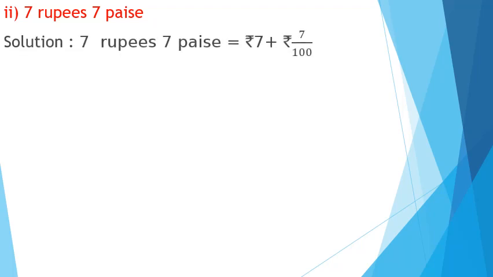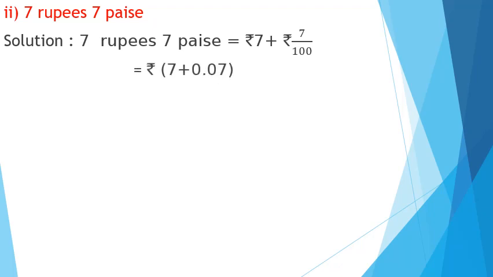Our next question, 7 rupees 7 paise. 7 rupees 7 paise can be written as rupees 7 plus rupees 7 upon 100. Here 7 rupees is given and 7 paise is given. So only convert paise into rupees. That gives rupees 7 plus 0.07 equal to rupees 7.07.